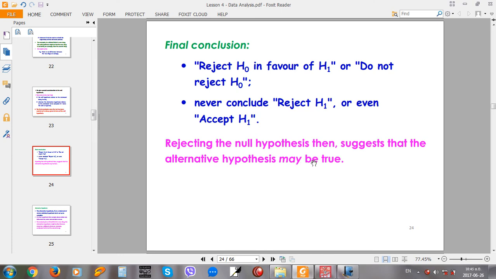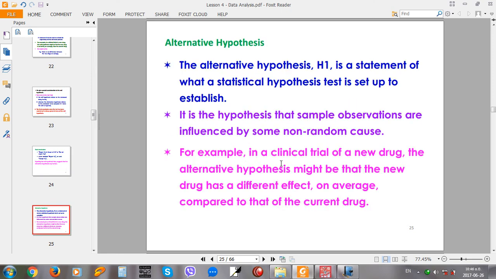Rejecting the null hypothesis then suggests that the alternative hypothesis may be true. It may be true, right? There is some probability. It is not directly said that it is true. But since we test the null hypothesis, we know that if it is not correct, it is definitely not correct, and if it is correct, definitely correct. But we can't say that the alternative hypothesis is 100% correct. We are telling that it may be true. There is a probability it may be true or not.